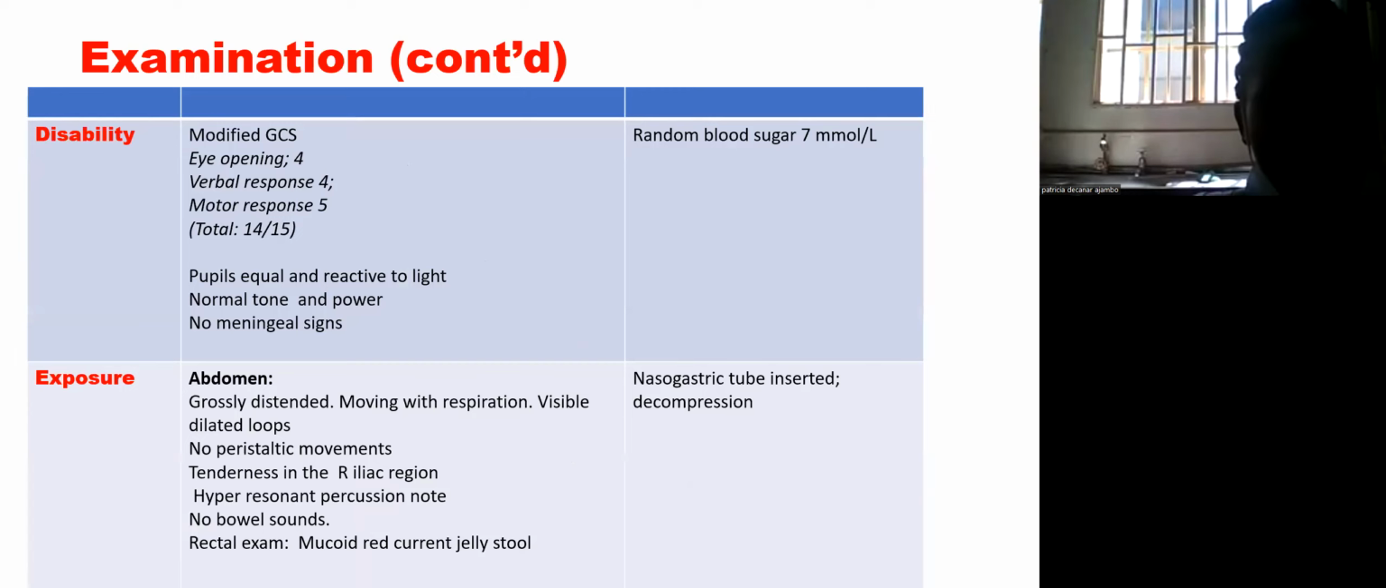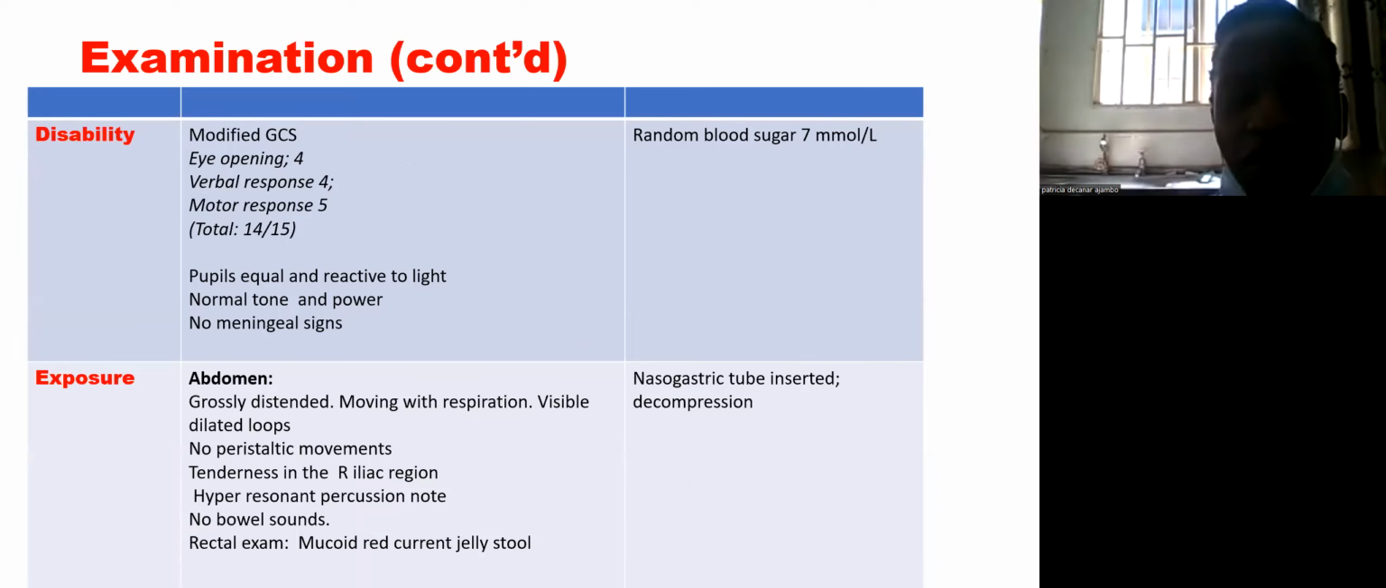This child was also alert, with a modified Glasgow Coma Scale of 14 out of 15, and the verbal response was good because the child had irritable cries. The rest of the examination of the central nervous system was normal. Because the child had not fed for the last 24 hours and was also irritable, we thought this child could also have hypoglycemia. We did a random blood sugar, which was 7 millimoles, and that was normal.